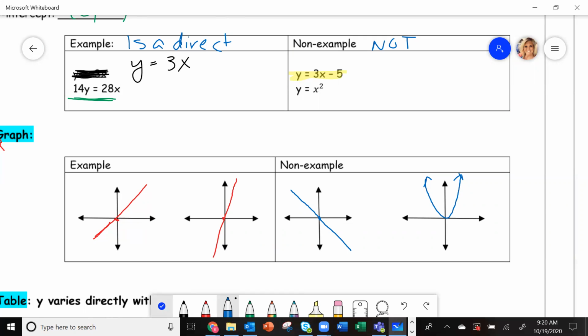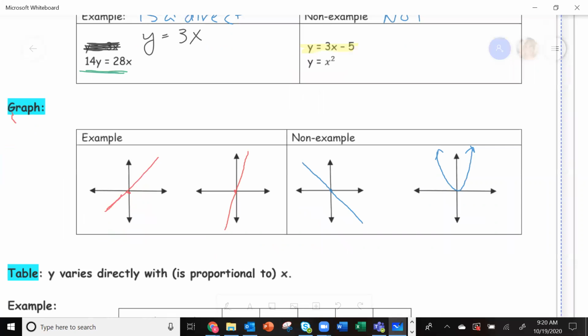So let's see here. Let's look at another type. Well, come on, machine.